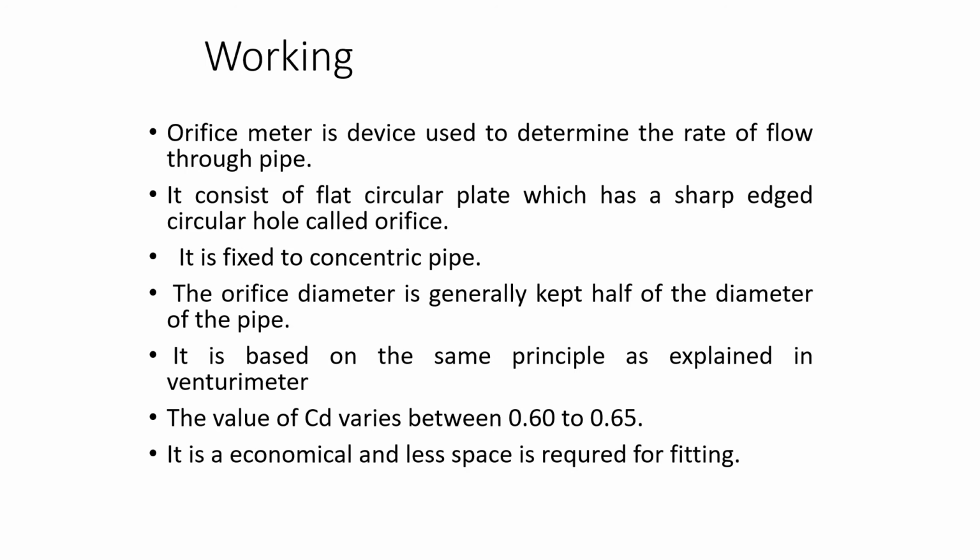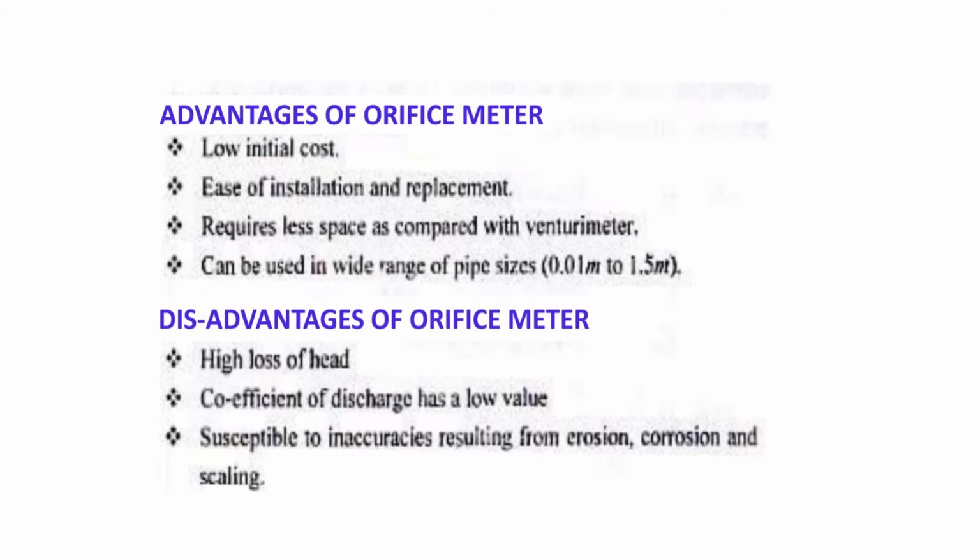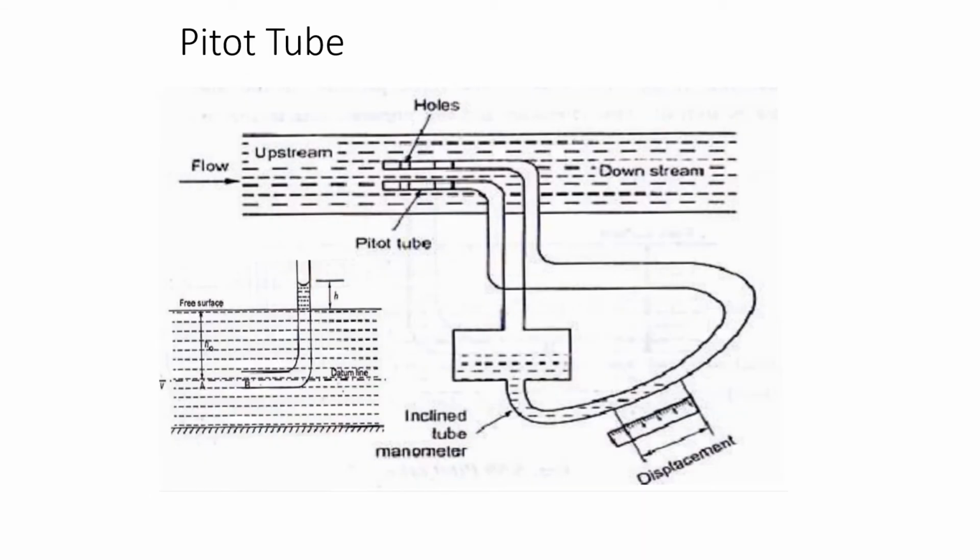It will look like a washer, that is a circular plate with a sharp edged circular hole called an orifice. Like a washer, but a sharp edged circular hole will be there. That sharp edged circular hole will play the role of the orifice meter. That is very important. Initial cost is low, installation and replacement are easy. Loss of head is high, coefficient of discharge is low, and it may undergo erosion.